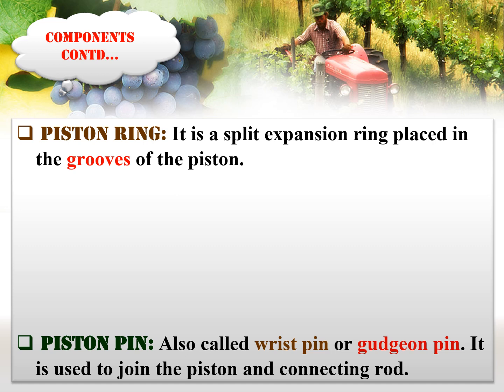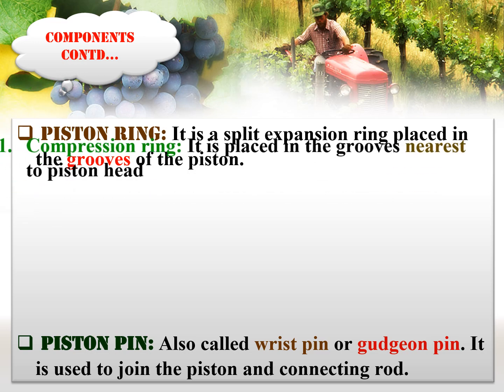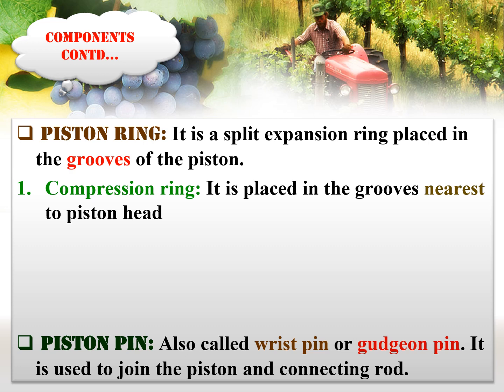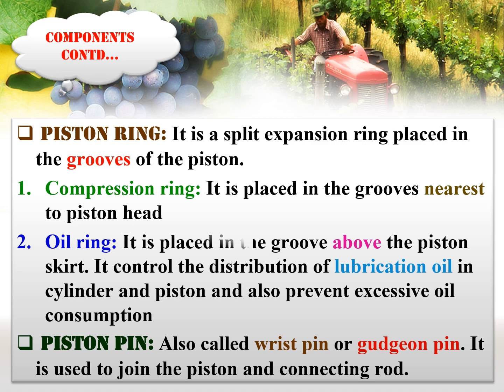The piston pin and piston ring are the integral parts of piston. To join the piston and connecting rod, the piston pin is provided, also known as wrist pin or gudgeon pin. To provide gas tight seal between the cylinder wall and piston, the compression ring is provided on the piston. In addition to compression ring, the oil ring is provided for lubrication purposes.